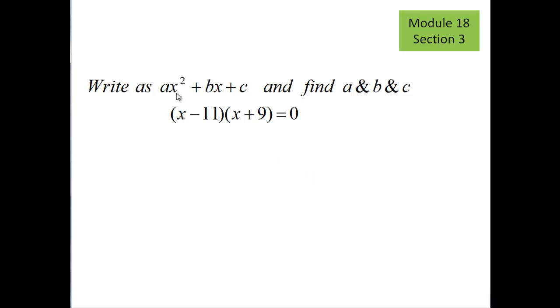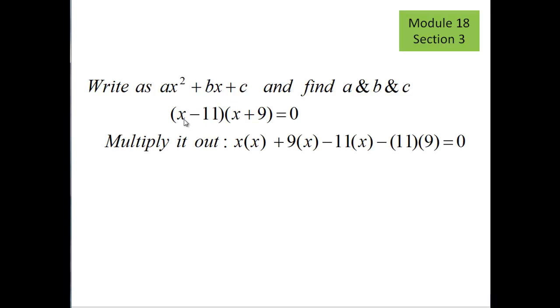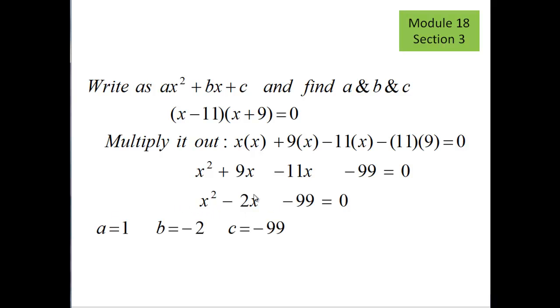Okay, suppose we want ax squared plus bx plus c, and they give you two binomials to multiply. You multiply x times x, x times 9, negative 11 times x, and negative 11 times 9. So x times x gives you x squared, 9x minus 11x, and 9 times negative 11 is negative 99. We can put these middle ones together. So it's x squared minus 2x minus 99. And then my a is the number in front of x squared, so a is 1. b is the middle coefficient, that's negative 2. And c is my last constant, negative 99.